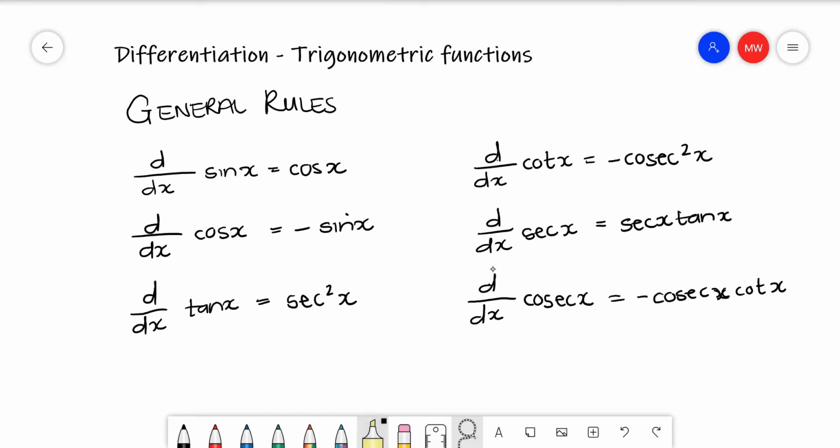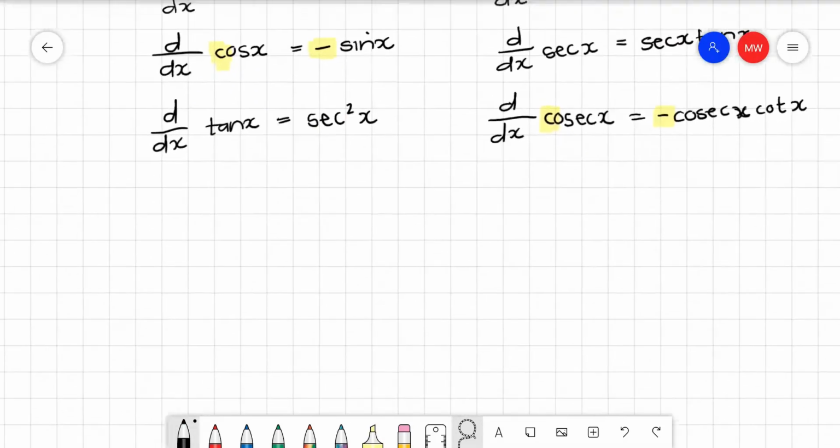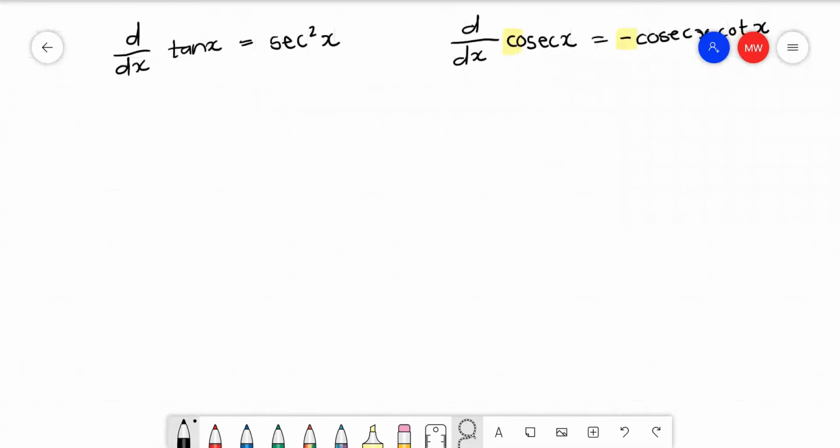I learned a nifty rule in school that you get negative values for your derivatives when the trigonometric functions start with a c. So like I've highlighted, a negative value comes from a c trigonometric function.